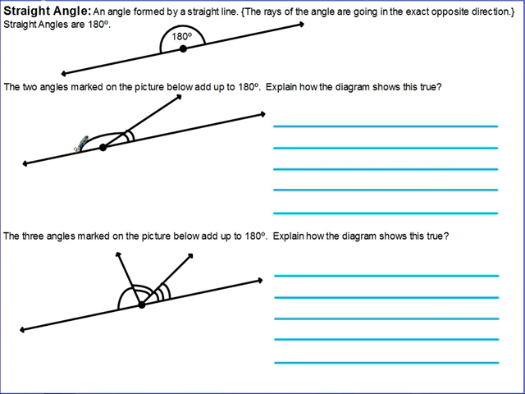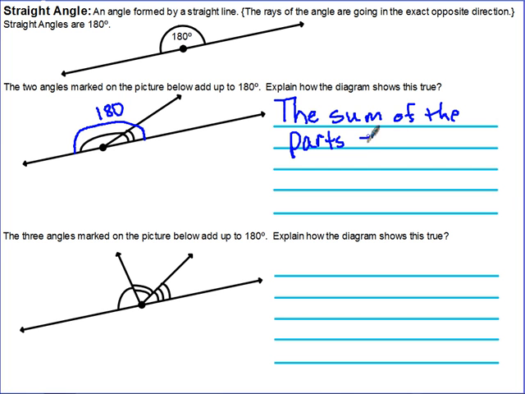Okay, let's go ahead and go on. Basically, here's my big angle. That big angle is 180 degrees. So these two have to add up to 180. This is the way we usually will say it in geometry class over and over again: the sum of the parts equals the whole. In other words, the whole angle here.